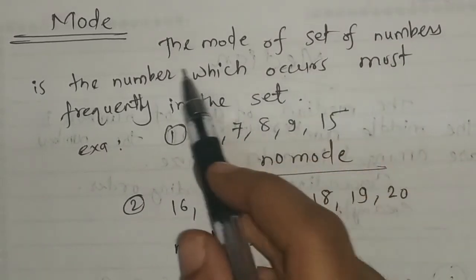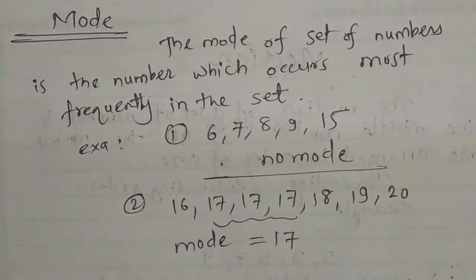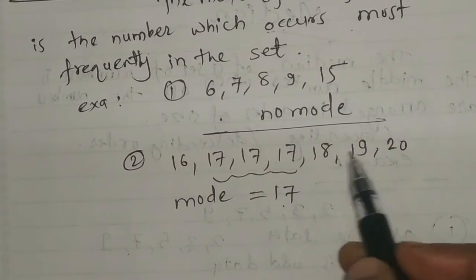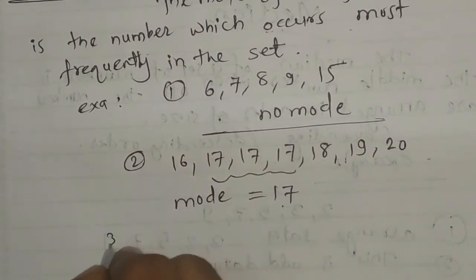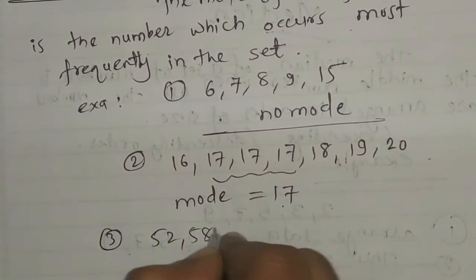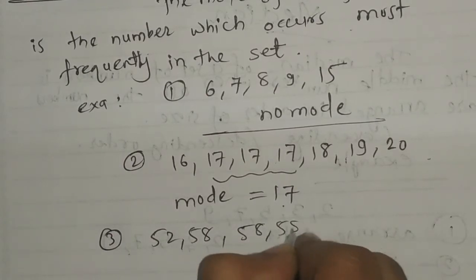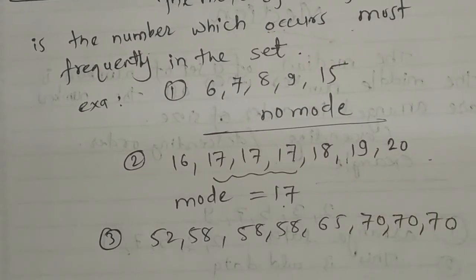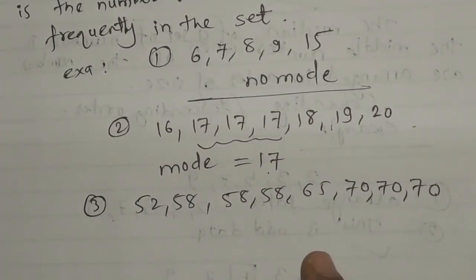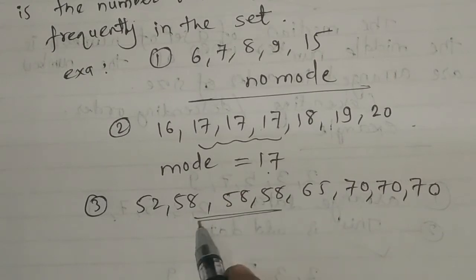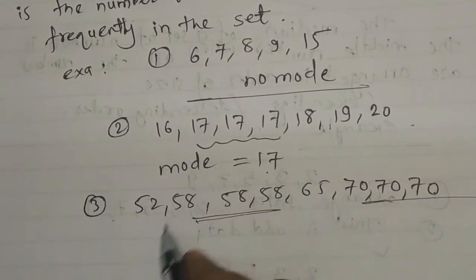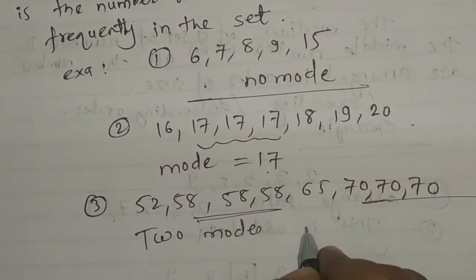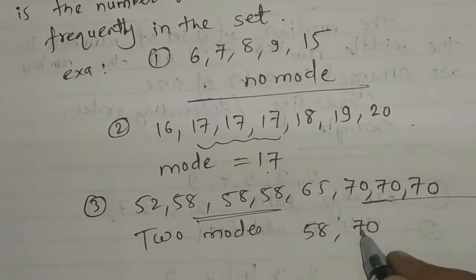So the mode of a set of numbers is the number which occurs most frequently in the set. 17 is repeated 3 times, so the mode is 17 and all others occur 1 time. In the next example: 52, 58, 58, 65, 70, 70, 70. Here 58 is repeated 3 times and 70 is also repeated 3 times, so this set has 2 modes. The first is 58, the other is 70.